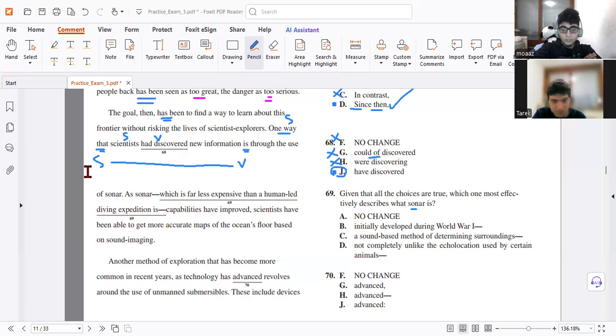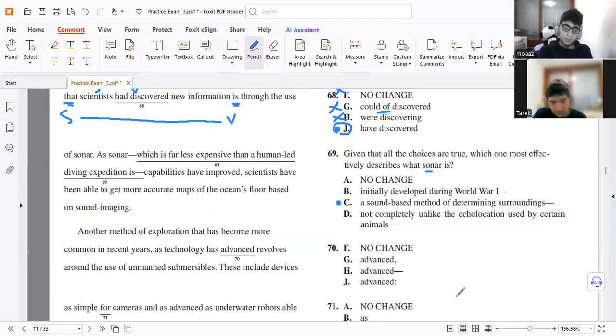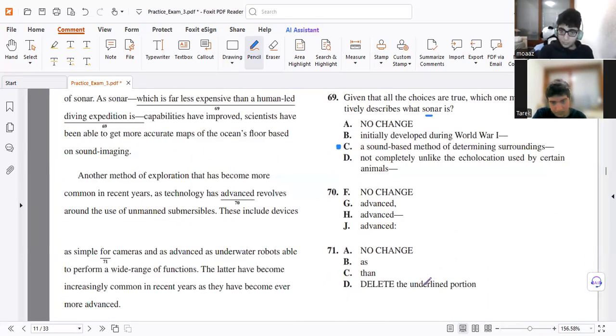Your turn. For 69, A. Good, my friend. C, not A, C. So C is correct for the "what is" describe what this exactly. That is correct. 70 is G. It's correct.